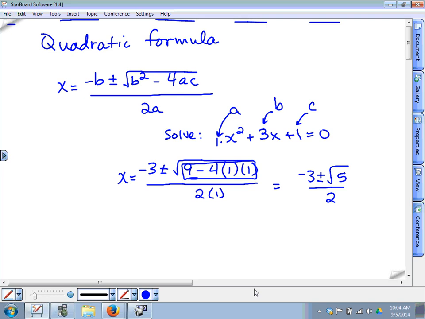Now, sometimes when you're using the formula, you can stop here, like this time. We're done. Why are we done? You can't simplify square root of 5. What if on a different problem, let's say that happened to be an 8? Can't you simplify square root of 8? So you'd have to continue to simplify. But for the square root of 5, it doesn't go any lower than that, so that would be the answer for that problem.